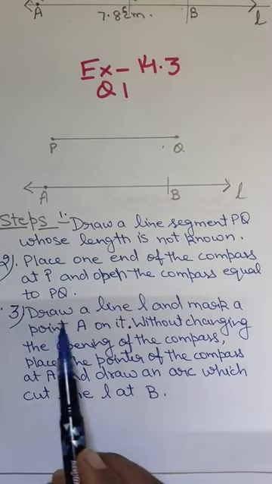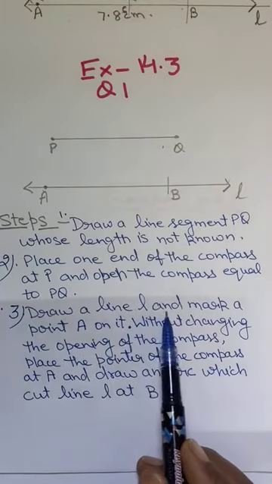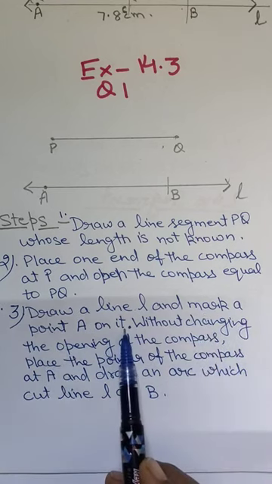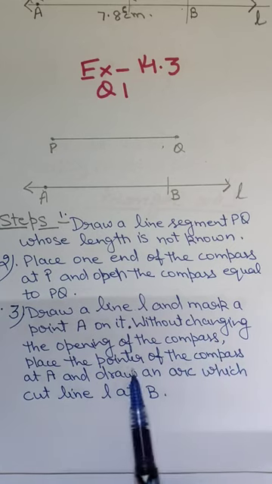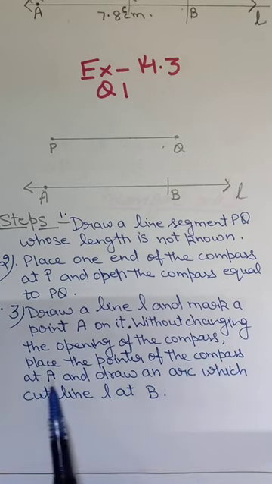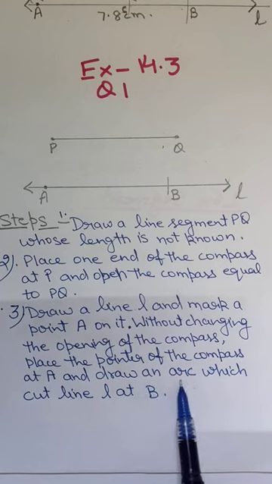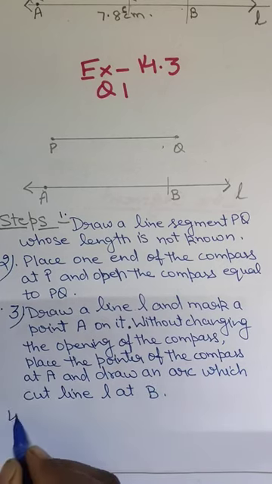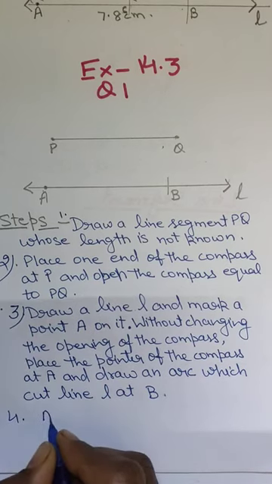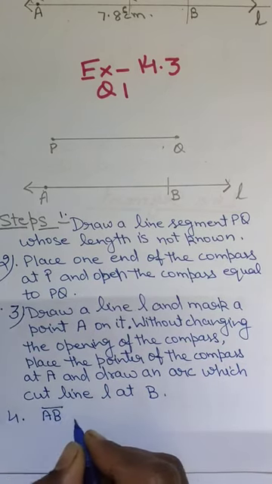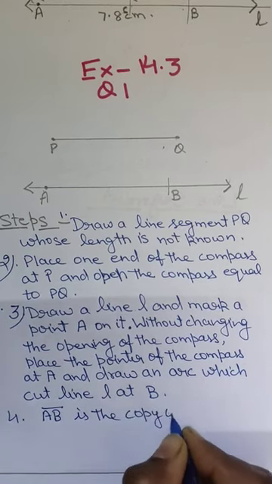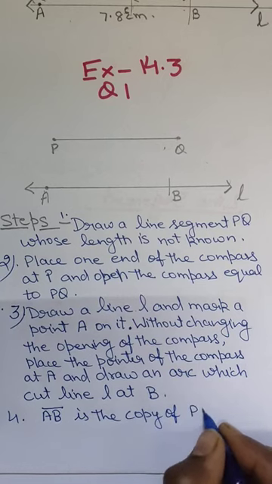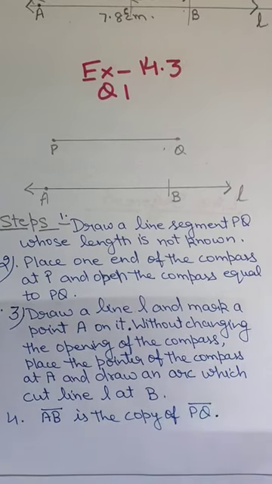Third step is draw a line L and mark a point A on it. Without changing the opening of the compass, place the pointer of the compass at A and draw an arc which cuts line L at B. So this line segment AB is the copy of line segment PQ.